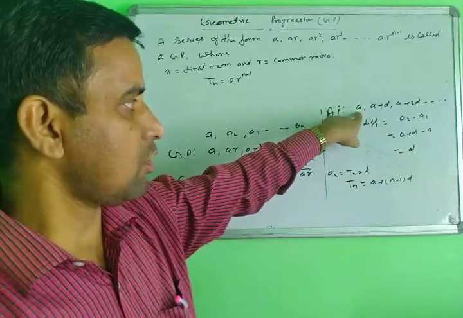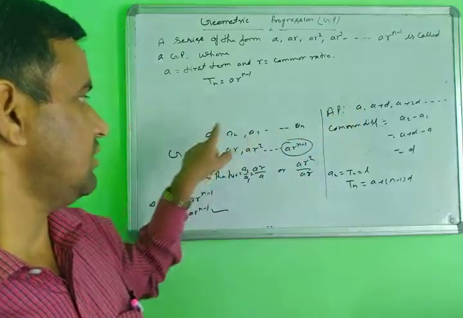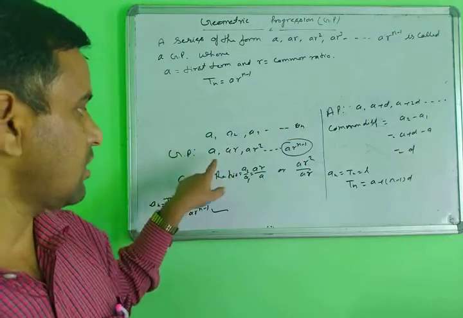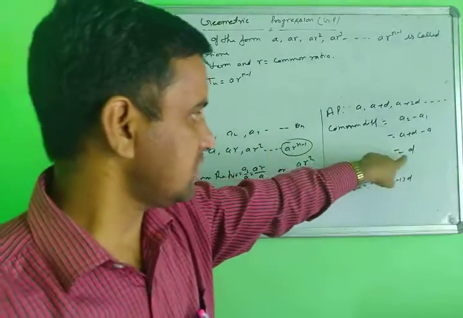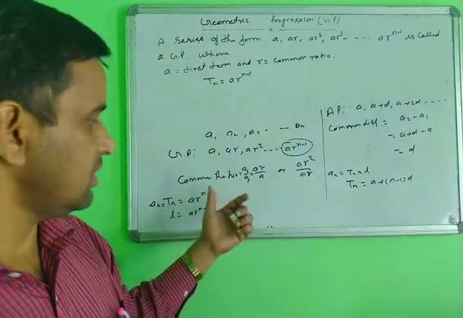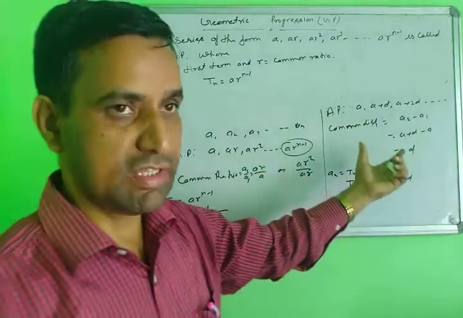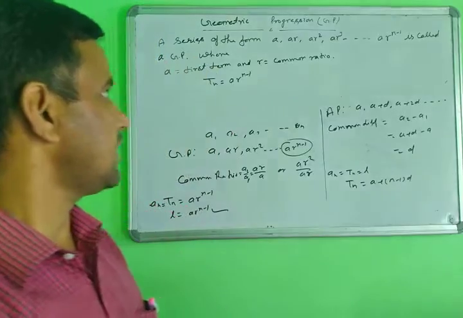Here the first number is called the first term. Same thing here, first term. Here the difference is called the common difference. A division ratio is called the common ratio. In this way you can find the GP, and in this way you can find the AP. Just note it down. Then next.